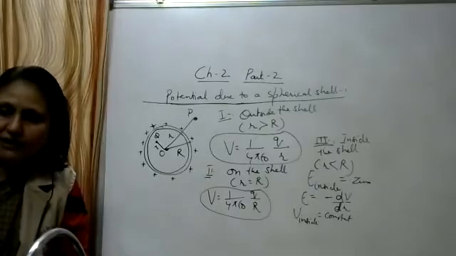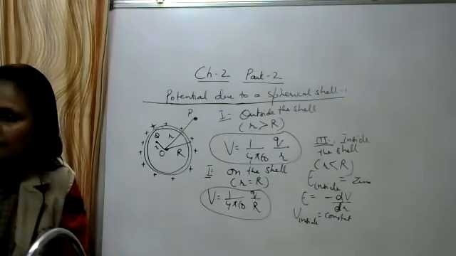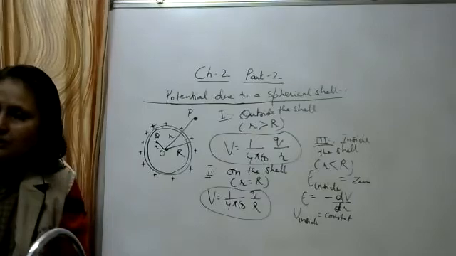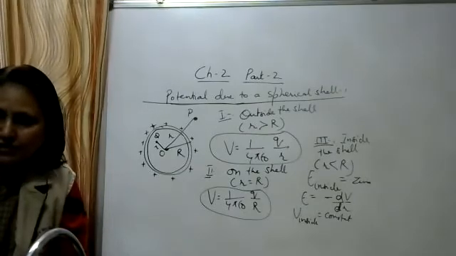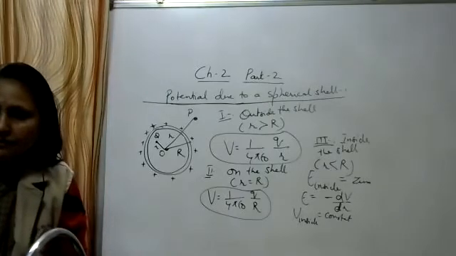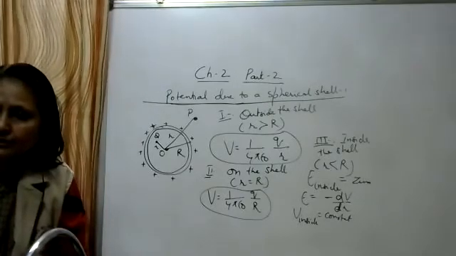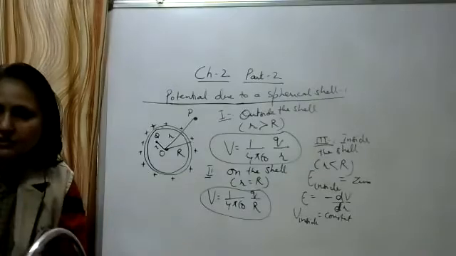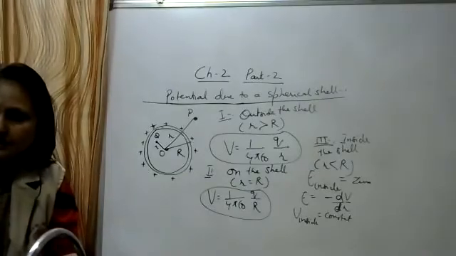Then we'll consider the case: if it is the axial line, what will be the potential? And when it is the equatorial line, what will be the potential? So then we'll derive it accordingly. This part we are going to do in the next class. So let's revise what we have done today, or what we have done in this chapter.